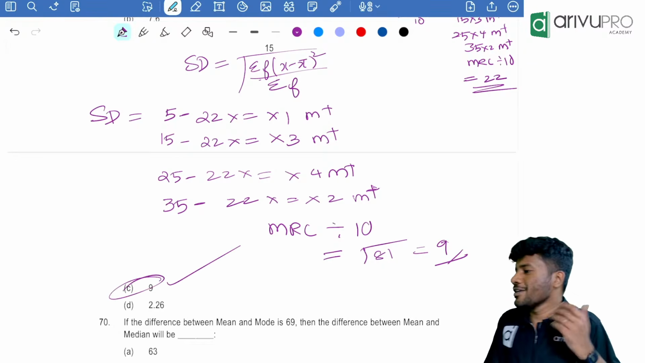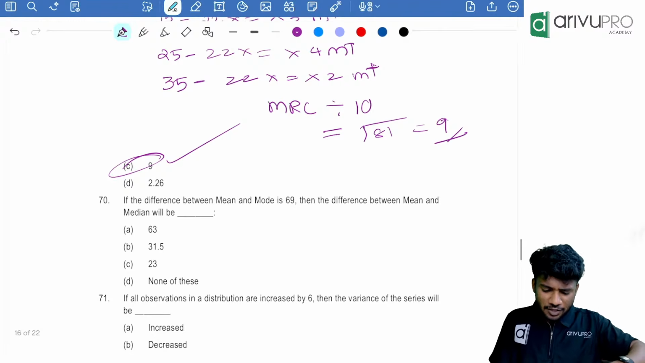Which option is the answer? Option C is the answer. Very easy question, very direct.